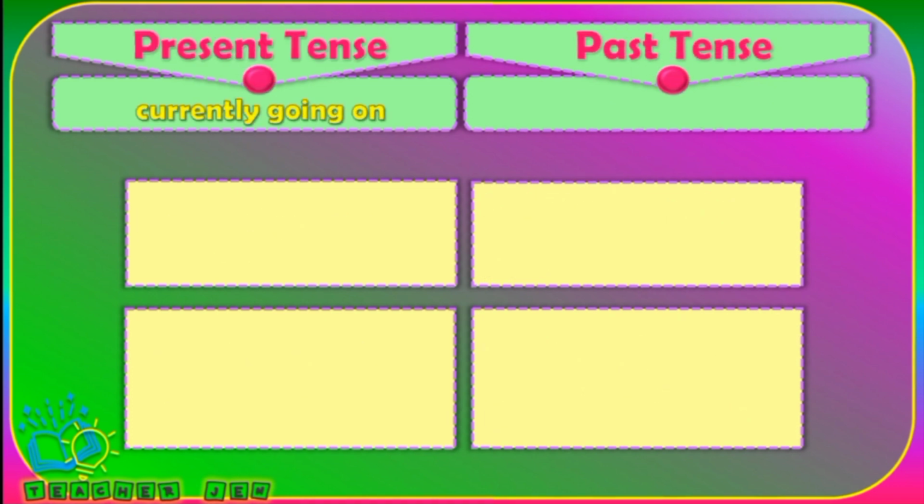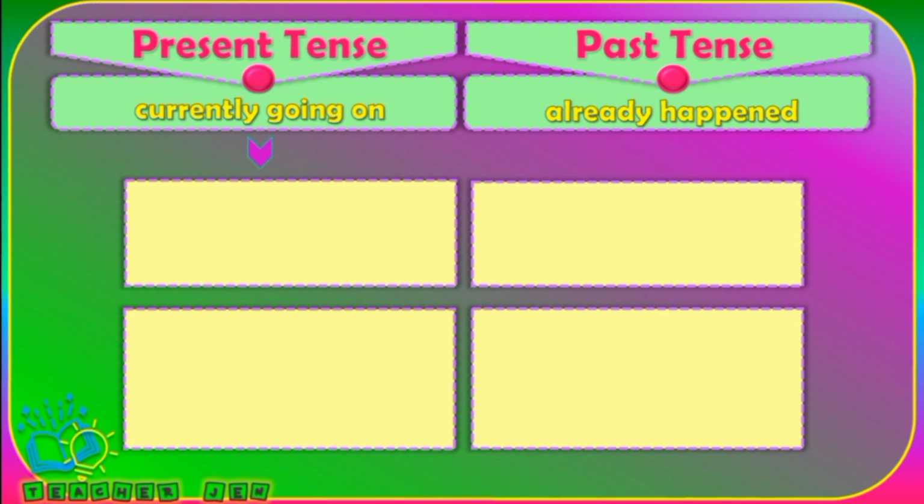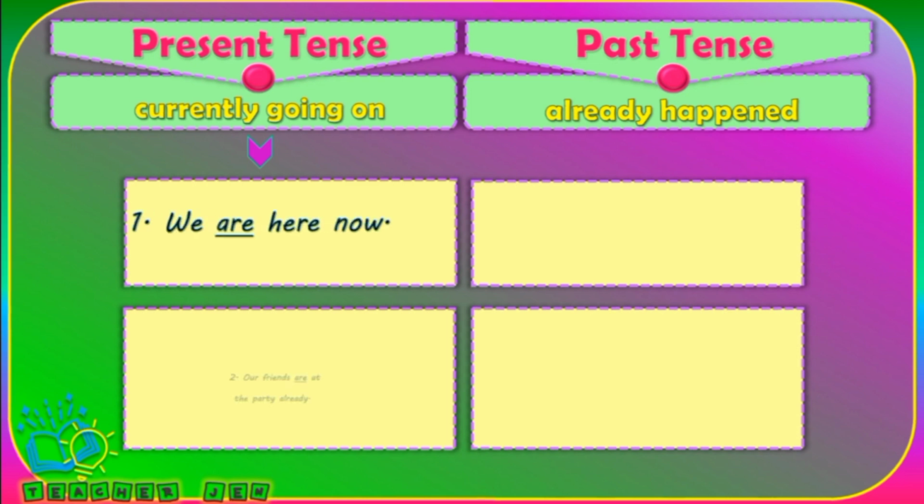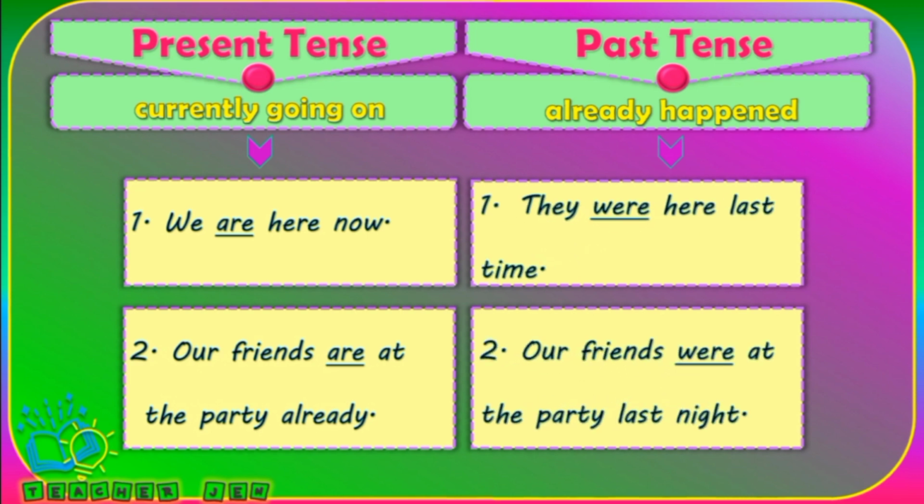Now let's learn how to use the be verbs are and were. Take note that we use the be verb are in the present tense, while the be verb were is in the past tense. Always remember that they are both used for plural subjects. For example, number 1. We are here now. This sentence is in the present tense, so let's see if it uses the correct verb. The subject here is we, which is plural, so we use the plural verb are. So our sentence is grammatically correct based on our verb, which agrees with our subject.